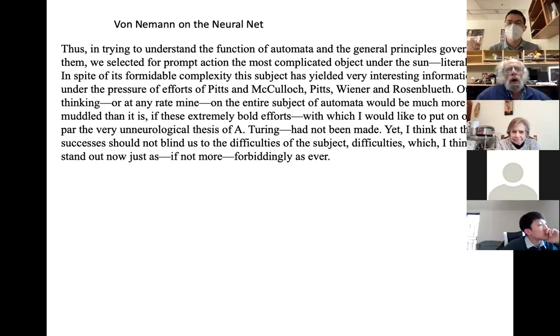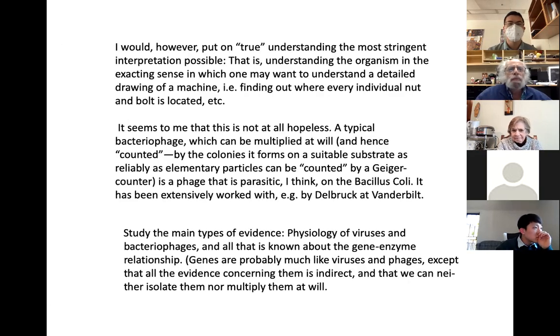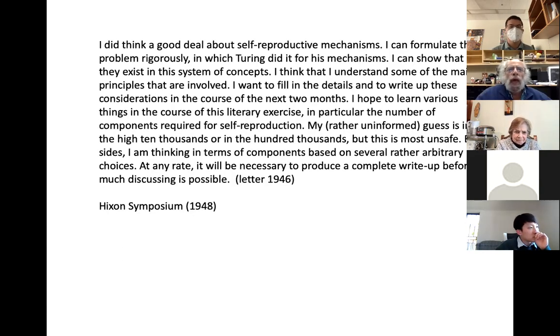Our thinking, or at any rate mine, on the entire subject of automata would be much more muddled than it is if these extreme bold efforts, with which I would like to put on one par the very unneurological thesis of A. Turing, had not been made. That means he's putting that together with Turing. Yet I think that these successes should not blind us to the difficulties of the subject, difficulties which I think stand out as more as ever. And then he picks, I want to pick an organism, I picked the bacteriophage, and he wants to study the gene enzyme relationship. And then he goes into self-reproduction and the Hixon Symposium.